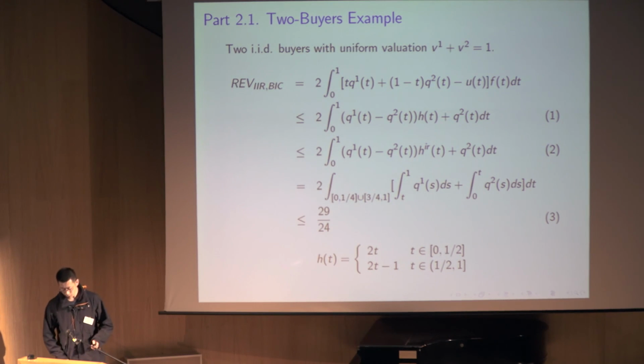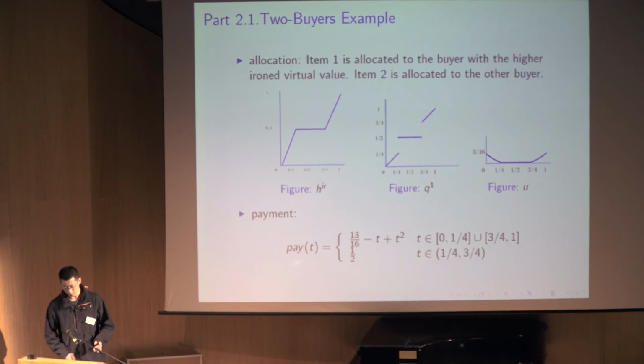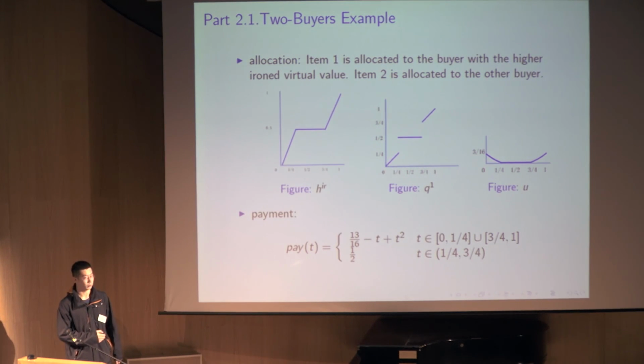In the optimal auction, the allocation rule is this. Item 1 is allocated to the buyer with higher earned virtual value, and this is the earned virtual value. Item 2 is allocated to the other buyer. This is the interim allocation rule, and this is the interim utility function. You can see the lowest utility point is in the middle, not on the boundary. And this is the payment.